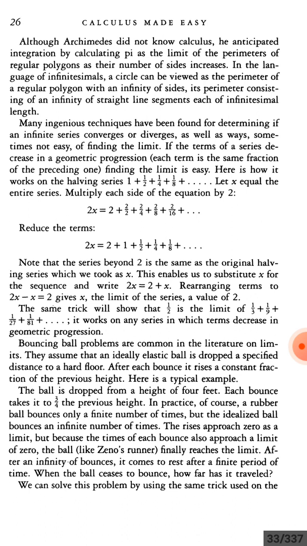The ball is dropped from a height of 4 feet. Each bounce takes it to 3/4 the previous height. In practice, of course, a rubber ball bounces only a finite number of times, but an idealized ball bounces an infinite number of times. The rise approaches 0 as a limit, but because the time of each bounce also approaches a limit of 0, the ball, like Zeno's runner, finally reaches the limit. After an infinity of bounces, it comes to rest.